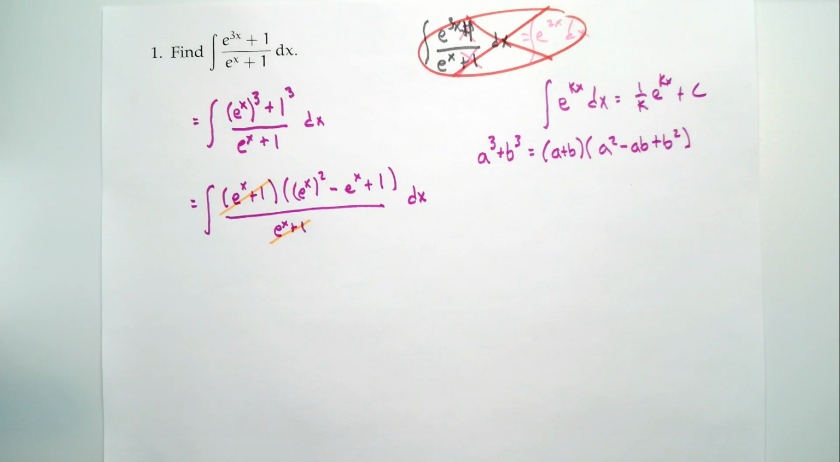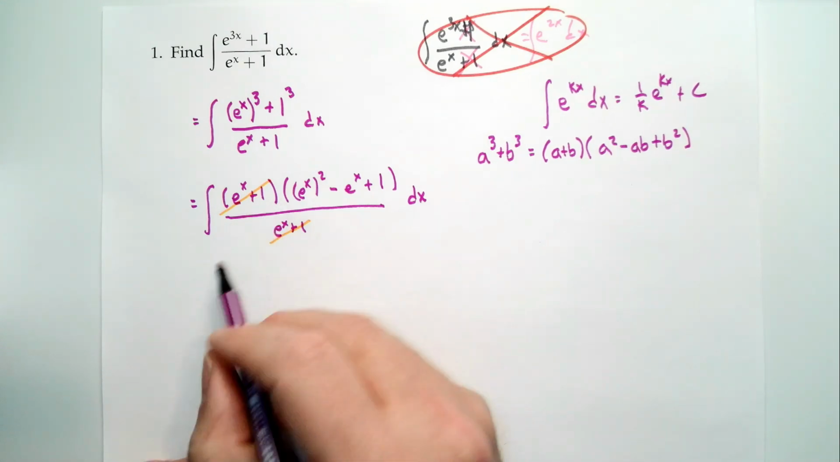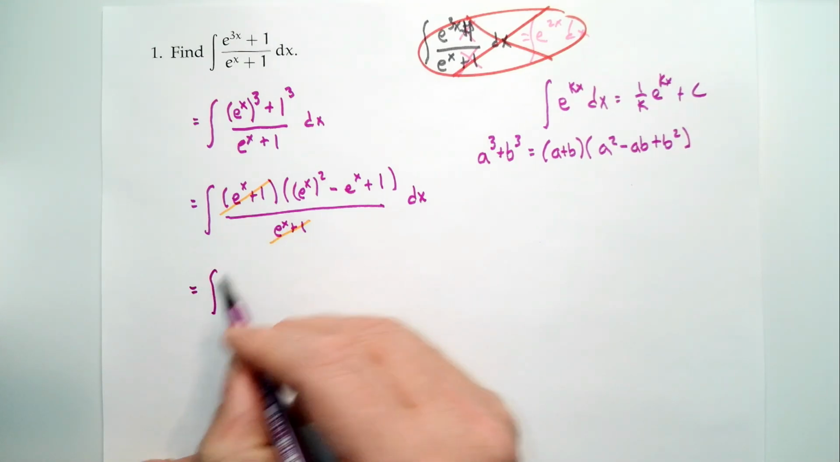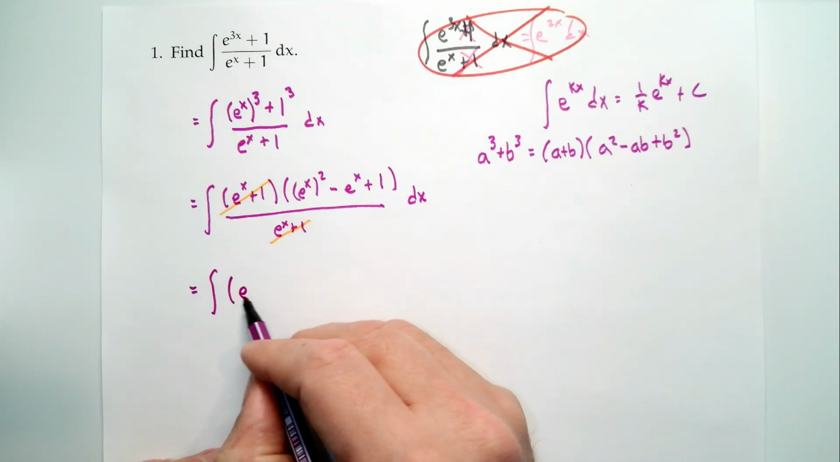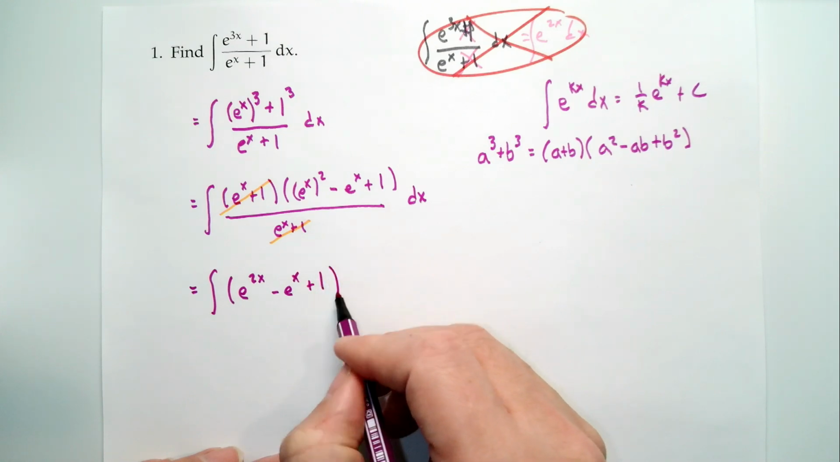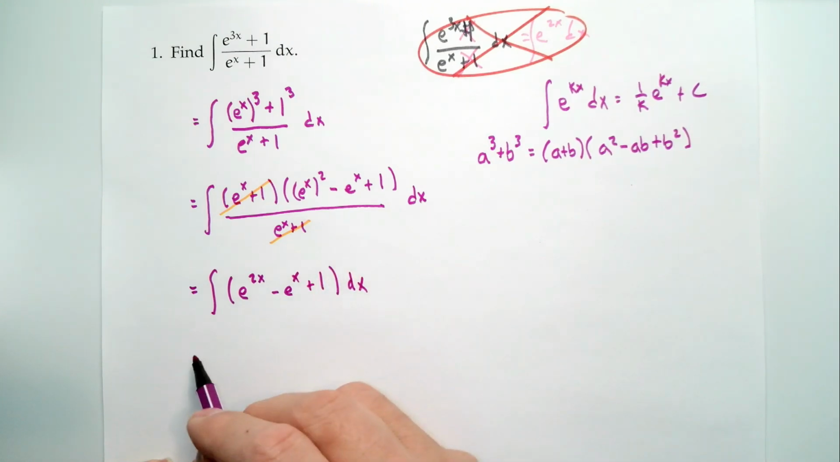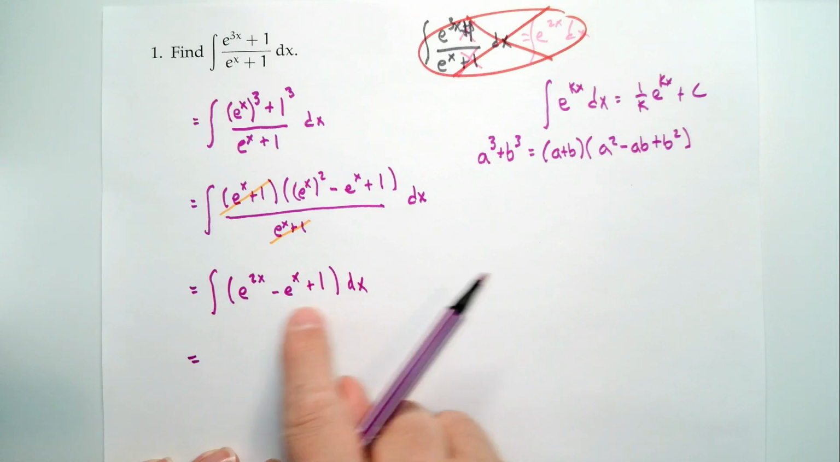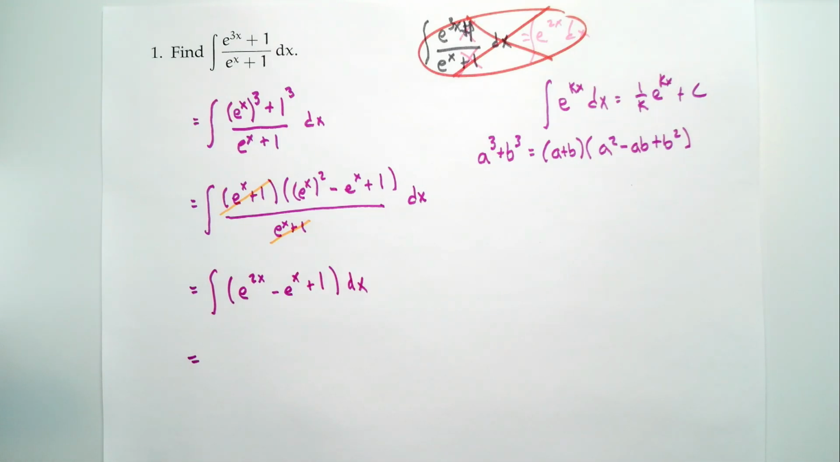So what do we get? Well, now that that's been canceled, e to the x quantity squared, that's e to the 2x. And we have minus e to the x plus 1. You say, oh, okay, well, we have things being added and subtracted. That's actually great for us.